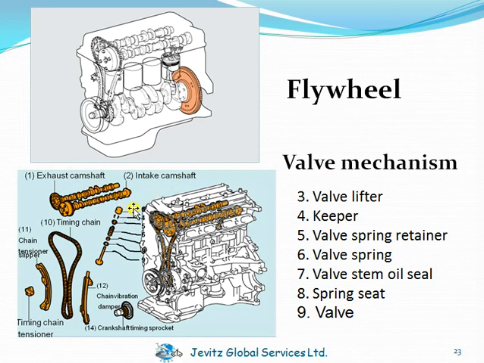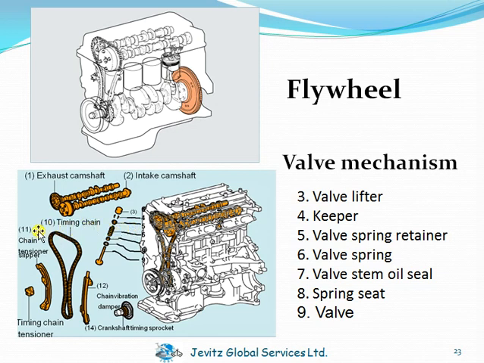Number three is valve lifter. Number four, valve keeper, according to the label. Number five is the valve spring retainer. Number six is the valve spring itself. Then number seven, valve stem oil seal. Number eight, spring seat. And number nine is the valve itself.